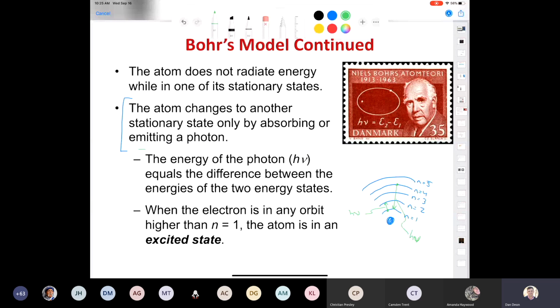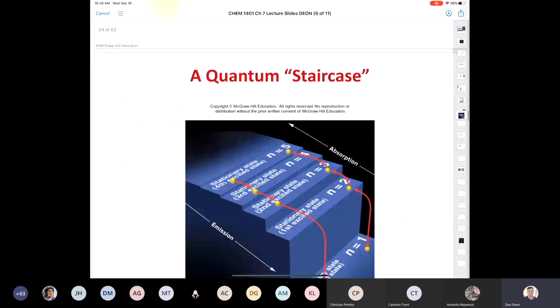It says the energy of the photon equals the difference between the energies of the two energy states. When the electron is in any orbit higher than n is equal to 1, that's an excited state. So again, when n is greater than 1, that's an excited state. So you need to know what a ground state is. n is equal to 1. Anything above that, so n is equal to 2, 3, 4, 5, 6, 7, 8, 9, all the way up to infinity, those are excited states. All right, let's keep moving on.